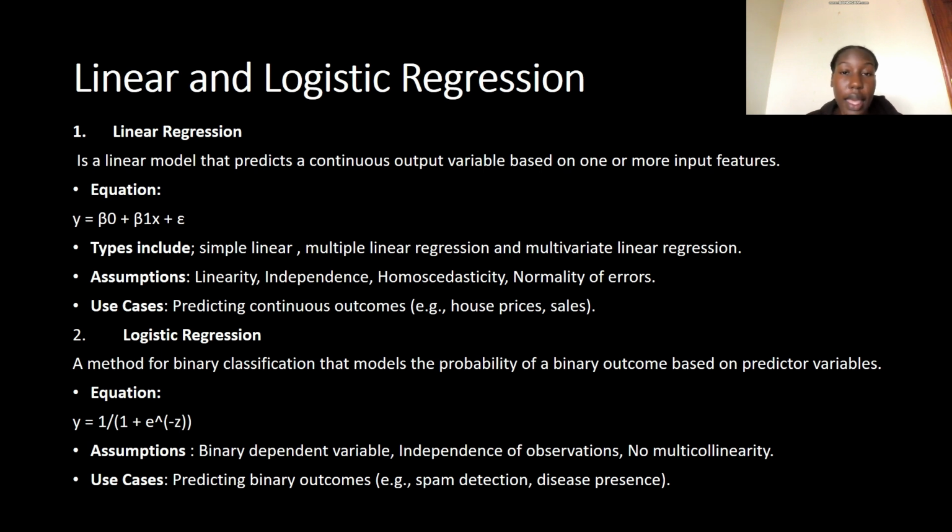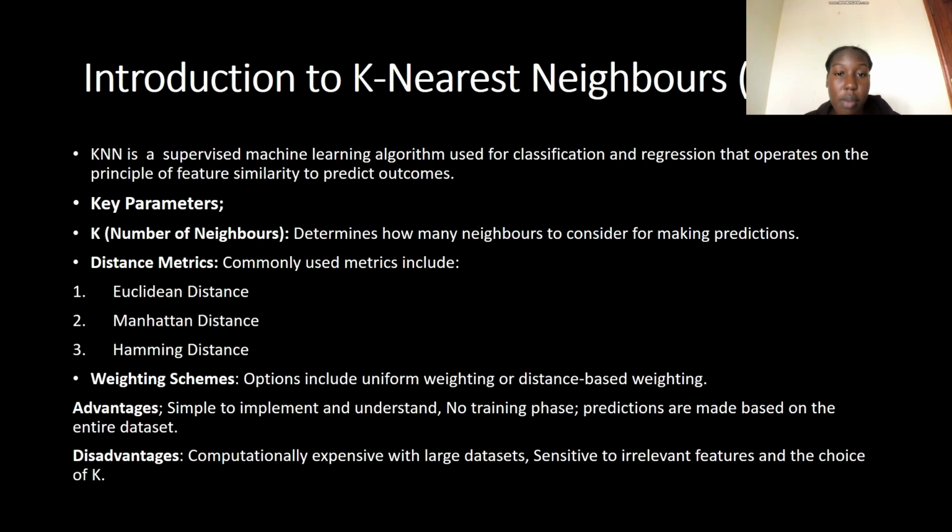Moving on to the KNN algorithm, which is the k-nearest neighbors algorithm. This is a supervised machine learning algorithm used for both classification and regression tasks. KNN operates on the principle of feature similarity to predict outcomes based on closest training examples in the feature space.